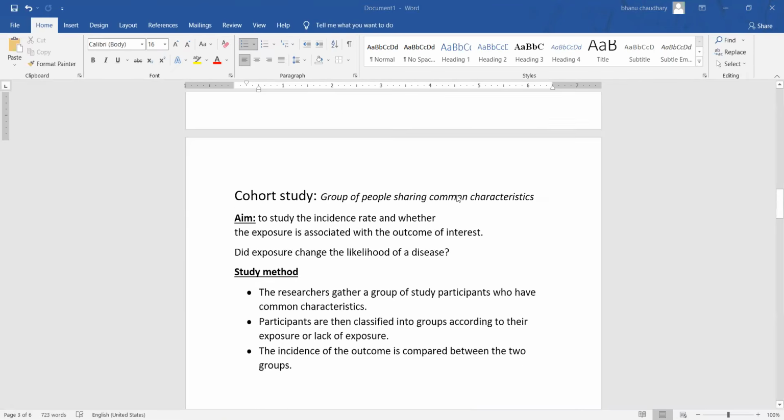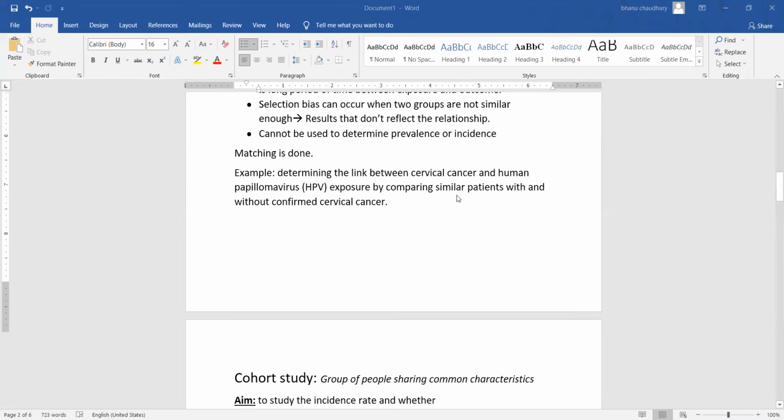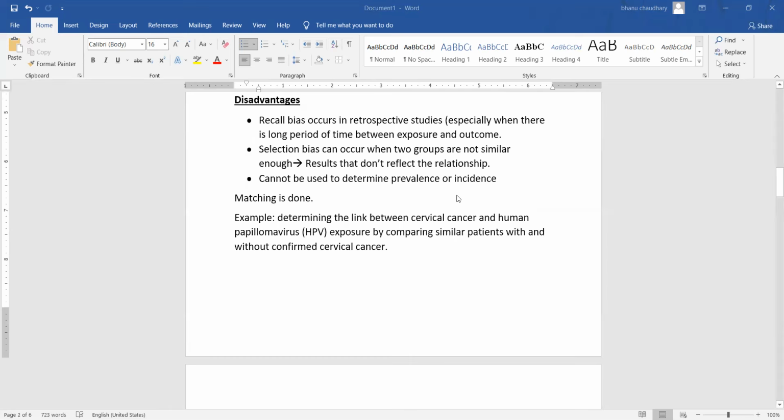In the last session, you quoted the example of matching groups with exposure to HPV and cervical cancer. Please repeat this example.